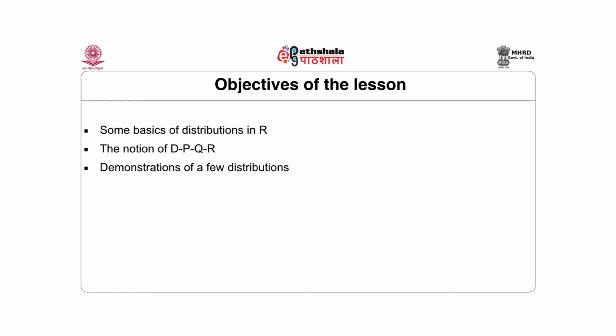We are also going to learn about demonstrations of a few distributions. Now, as I said, because R has got a number of different distributions in its fold, it is literally impossible to cover everything that R has within it. So we are only going to give about 2 or 3 distributions, and we'll have to stop there. There has to be a limit to what we can do.